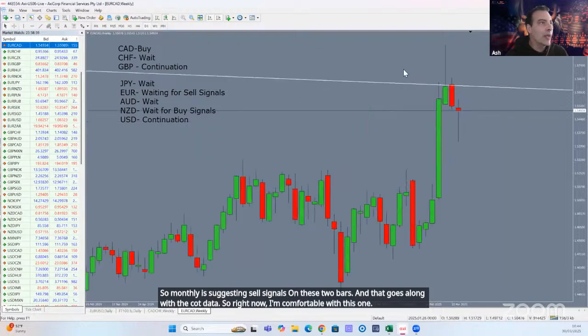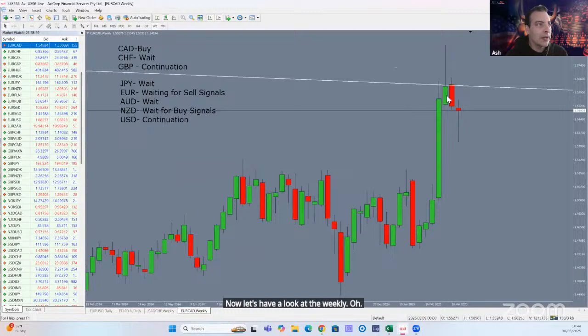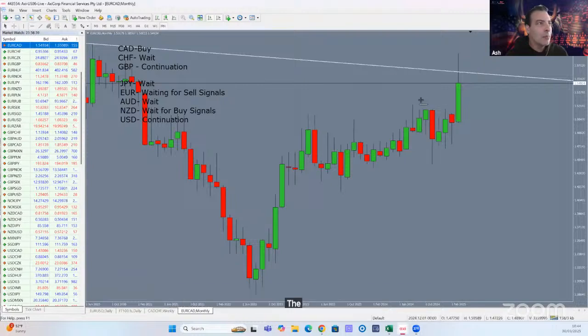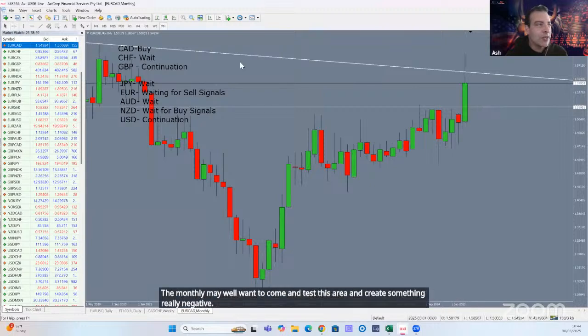Now let's have a look at the weekly. Oh, sorry, that's the weekly. That's the two weeks. The monthly, at the minute, is still forming. The monthly may well want to come and test this area and create something really negative. That's a 300 pip move potentially.